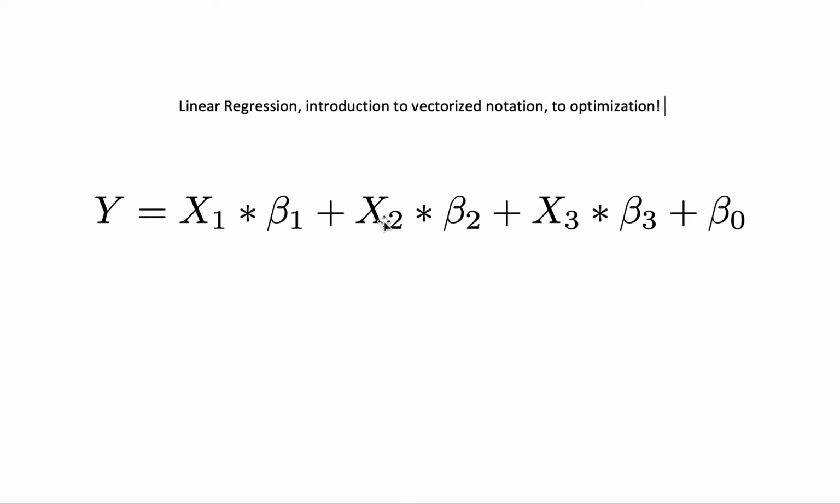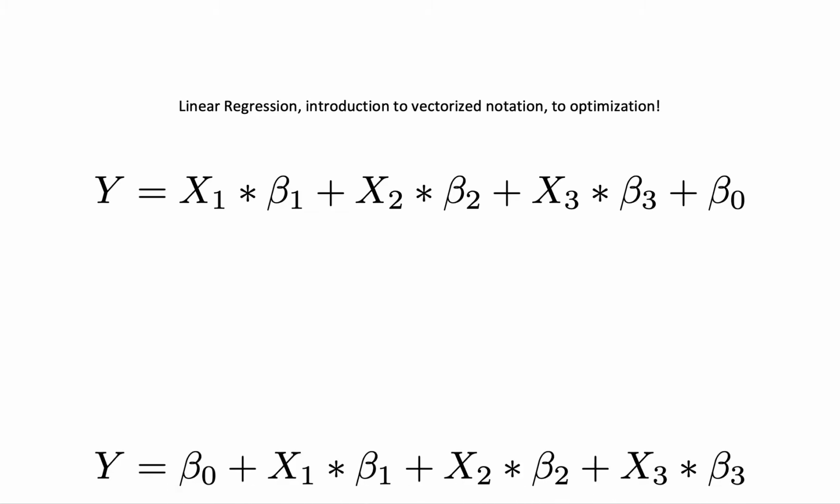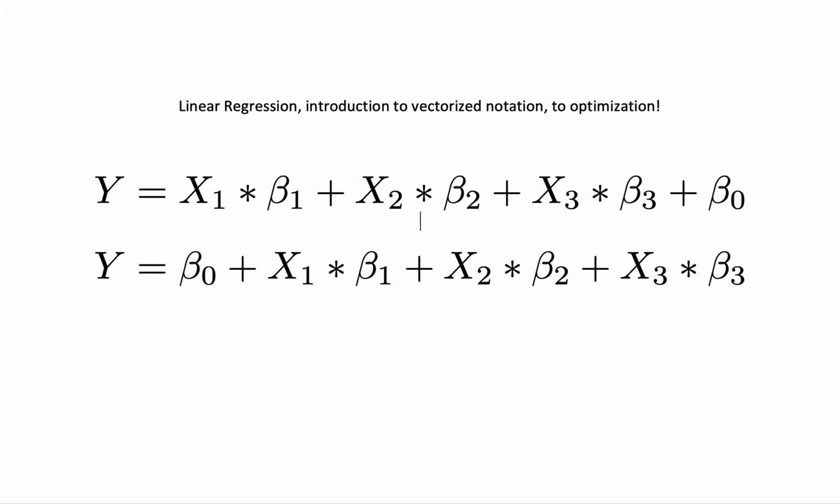And then x2 would be another feature. Beta 2 would be another parameter associated with that feature, so on and so forth. So, let's take this, and we're now going to work on vectorizing our notation. So let's do that. We're going to rewrite this equation by just simply taking the beta 0 from the front and putting it in the beginning. Nothing complex about that.